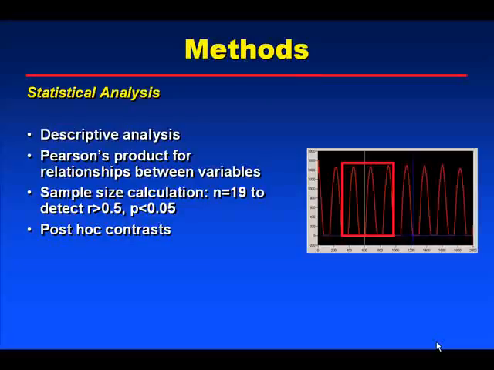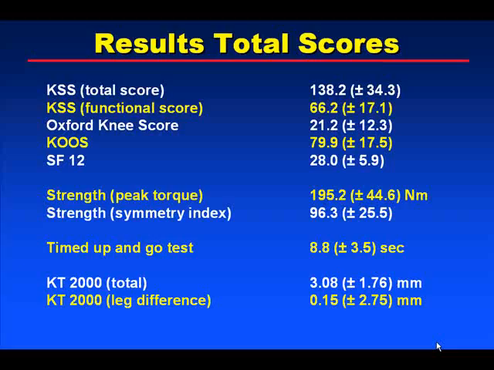Descriptive analysis was used, and Pearson's product was used to correlate the findings. A sample size calculation was performed, and in case we did find larger than 0.5 relationships which were not significant, we used post-hoc contrast to determine power, so as not to be underpowered and commit a type 2 error. This slide is busy, but it basically shows you that the results of all our parameters were within normal limits.